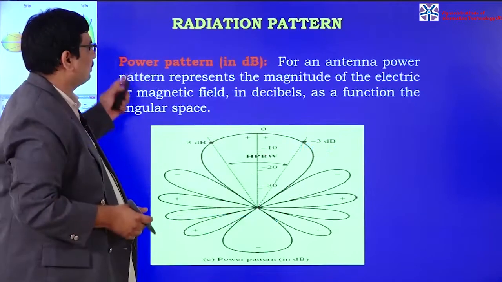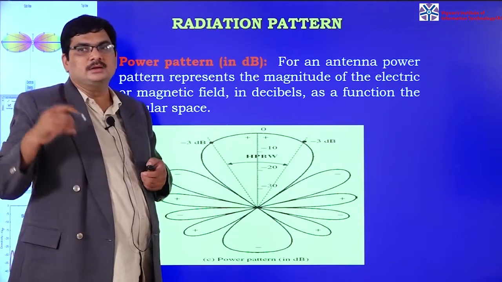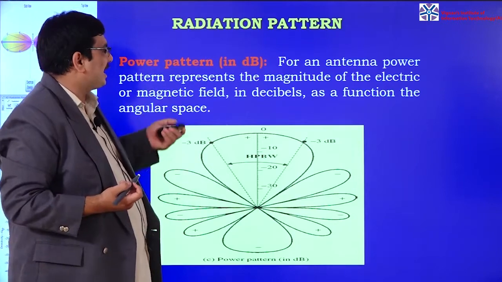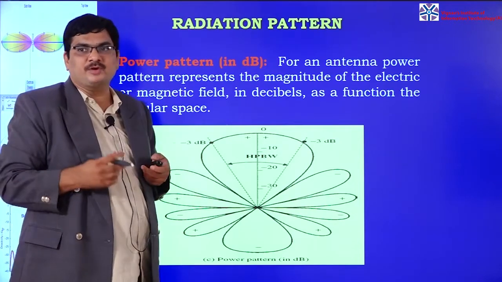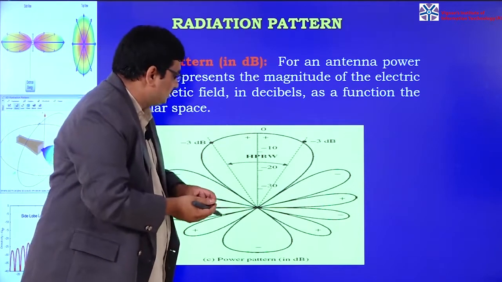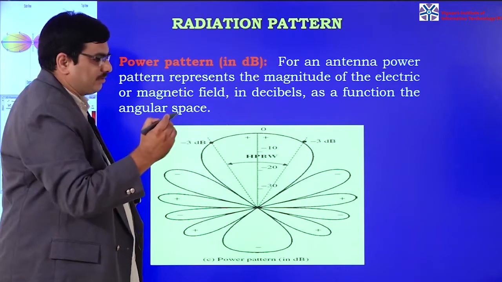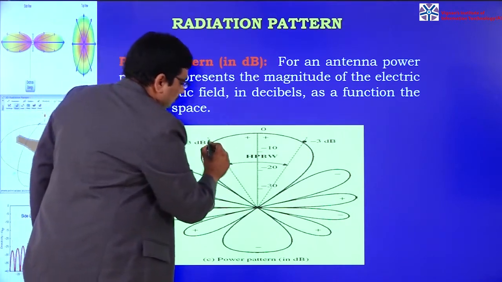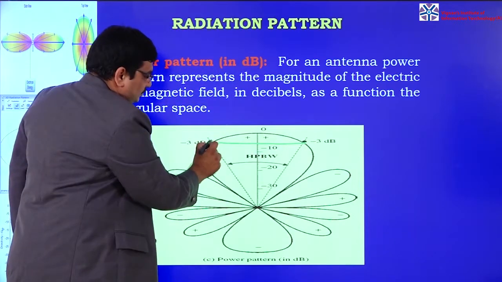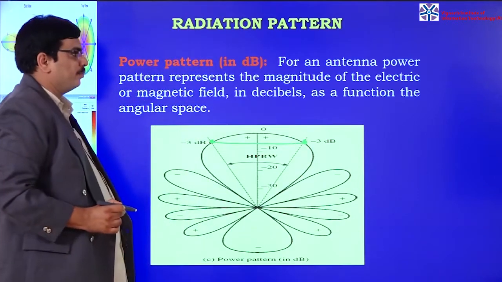And next one is the power pattern in dB. Suppose if you want to represent your power pattern in logarithmic scale, so we want to find out in dBs. So 10 log of your power is in dB. So this is the plot for your power pattern in dB, where we are drawing our half power beam width at the 3 dB line. So the angular difference between this point and this point is called your half power beam width.